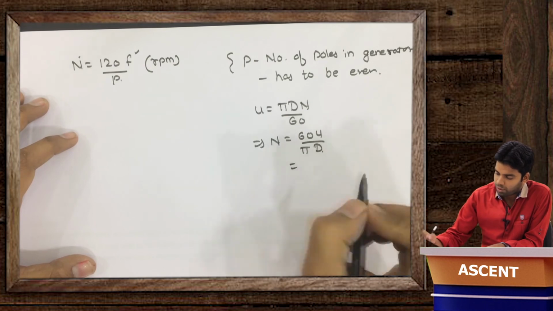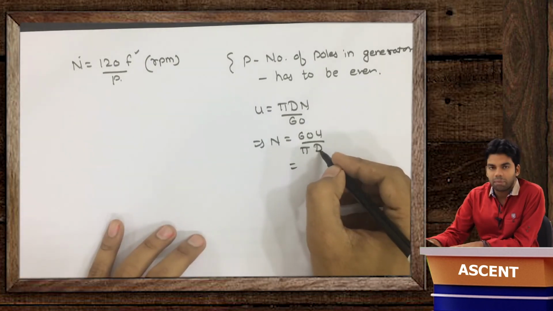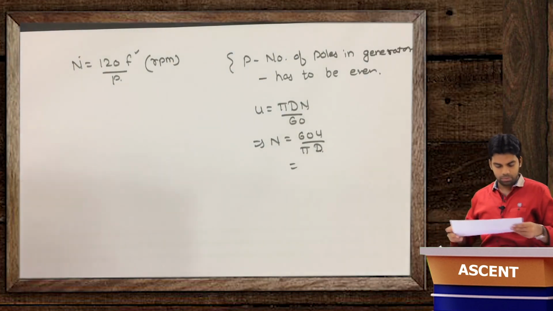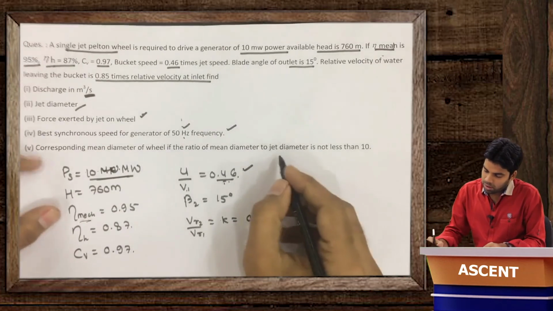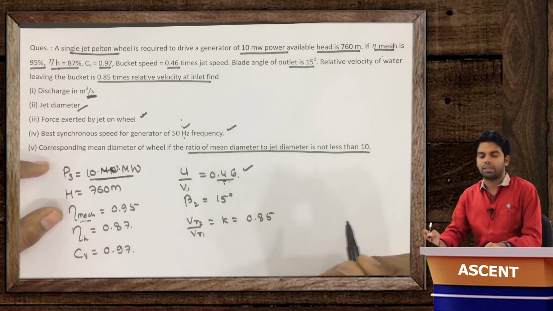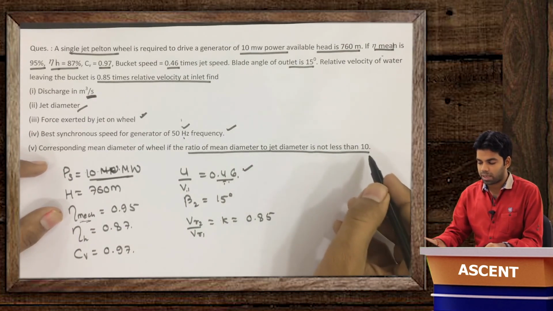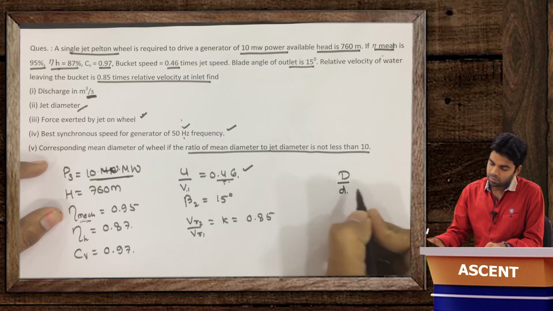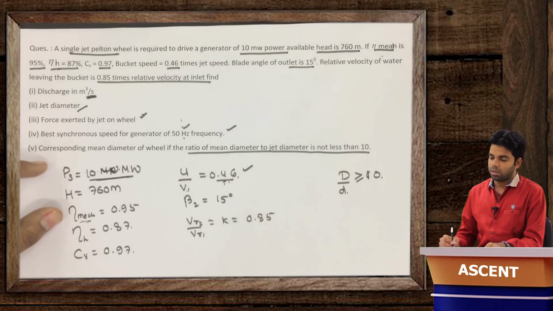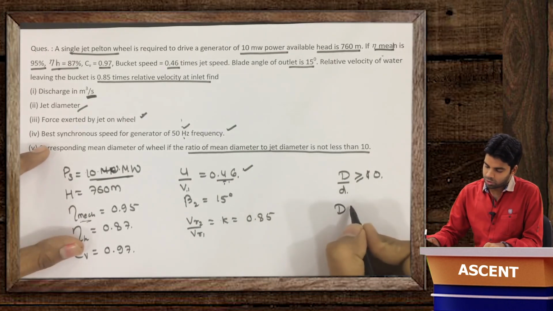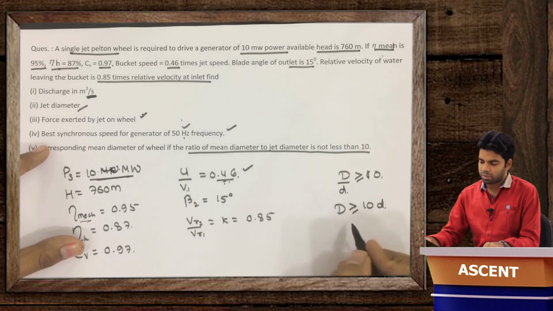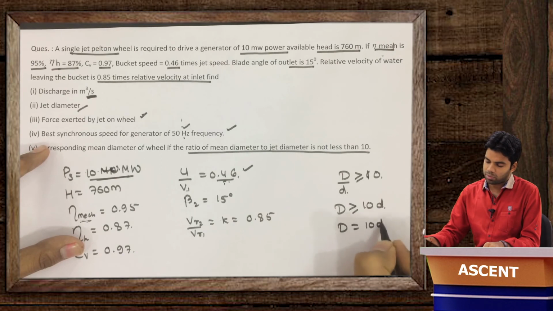Now what we have and what we don't have. We don't have the value of this capital D, but we have the value of the ratio. See, the ratio of mean diameter to jet diameter is not less than 10. That means the value of capital D by small d should be greater than or equal to 10. That means this capital D should be greater than or equal to 10 times small d. Considering the minimum value, this capital D should be equal to 10 times small d.